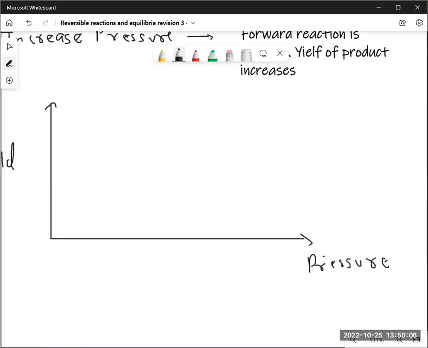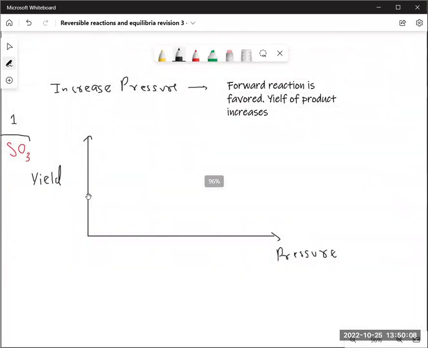Now, right now, this is what the graph looks like. Well, no, just a second. If you have a graph like this, or let's say yield of product, then what does increasing pressure do to the yield of product?